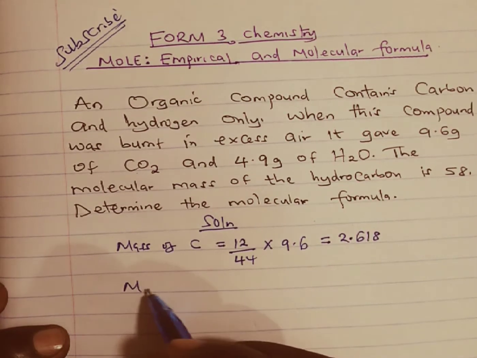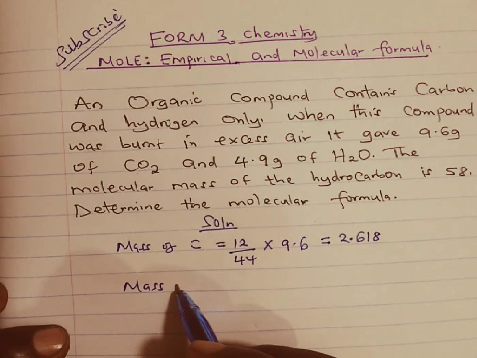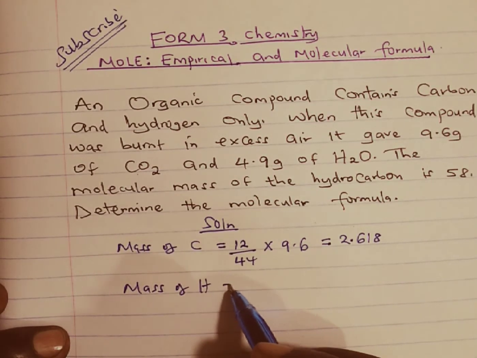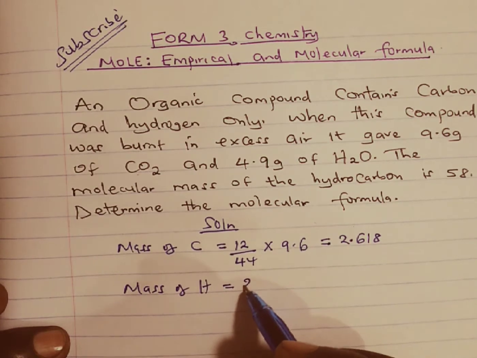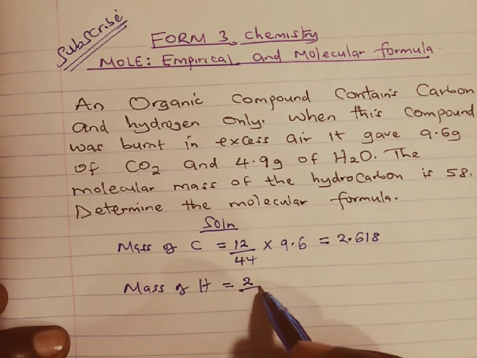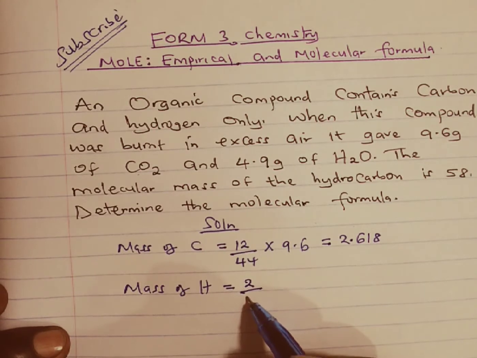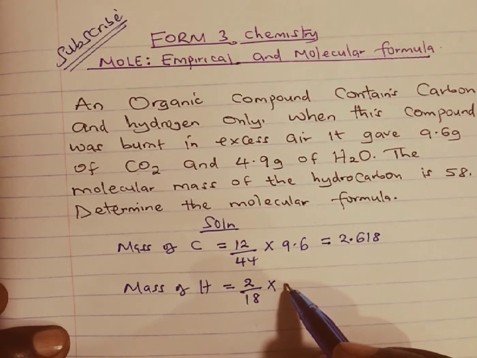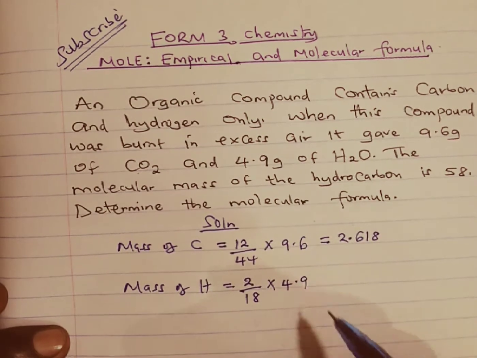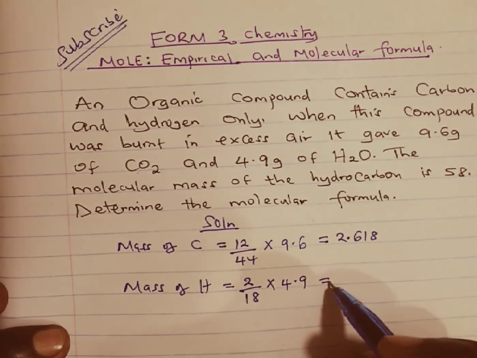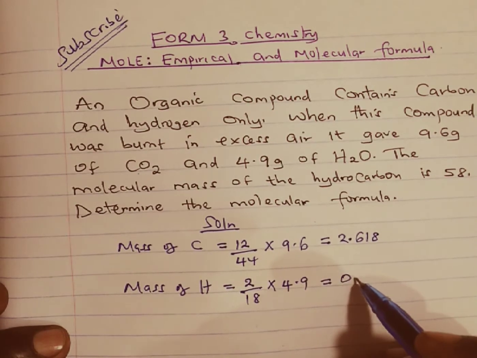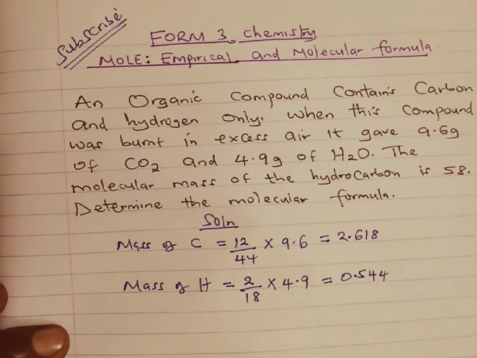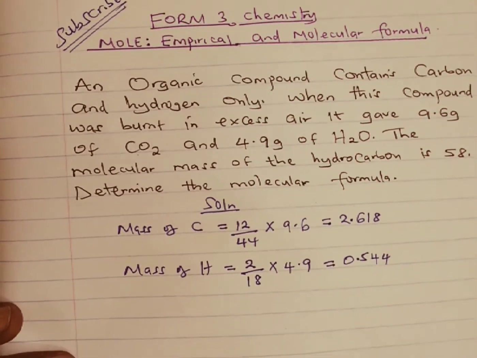From there we can now calculate the mass of hydrogen from water, and the mass of hydrogen is going to be 2. You divide by the molecular mass of water, which is 18. We multiply by the mass that was produced of 4.9, and this one will give us a mass of 0.544, correct to 3 decimal places.